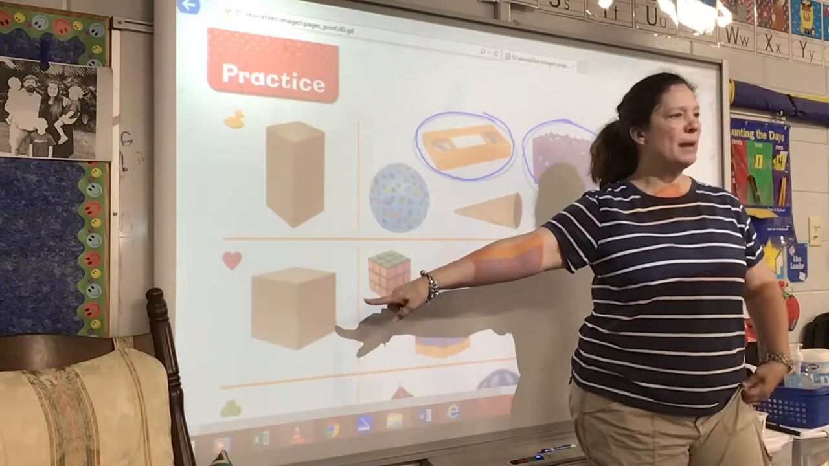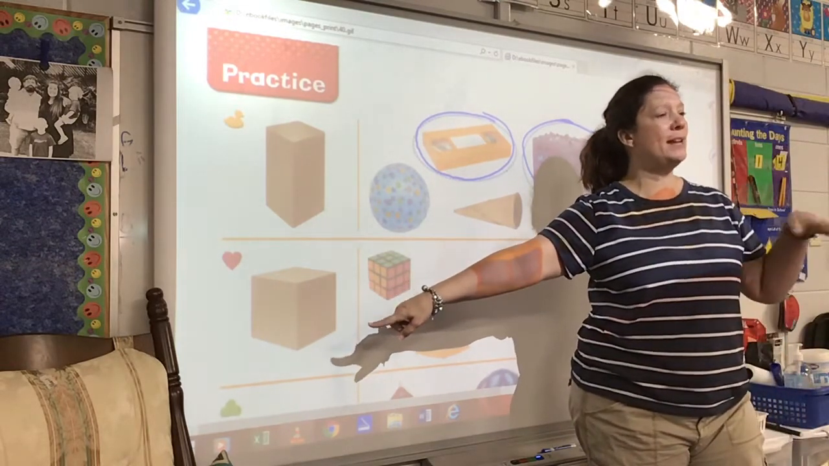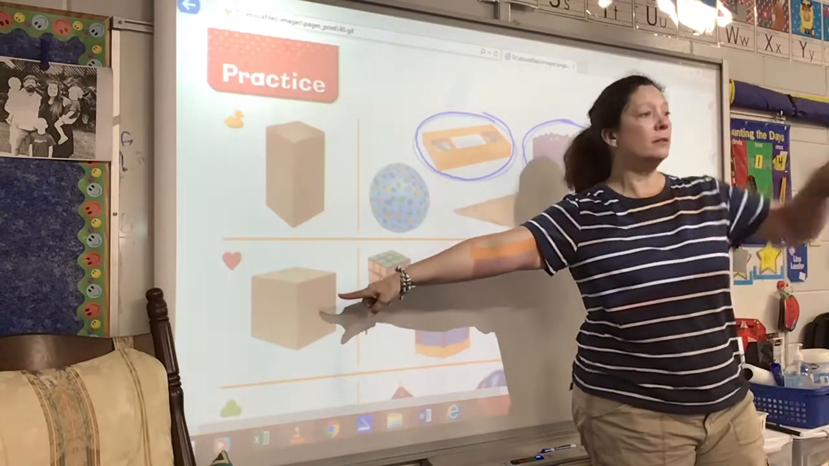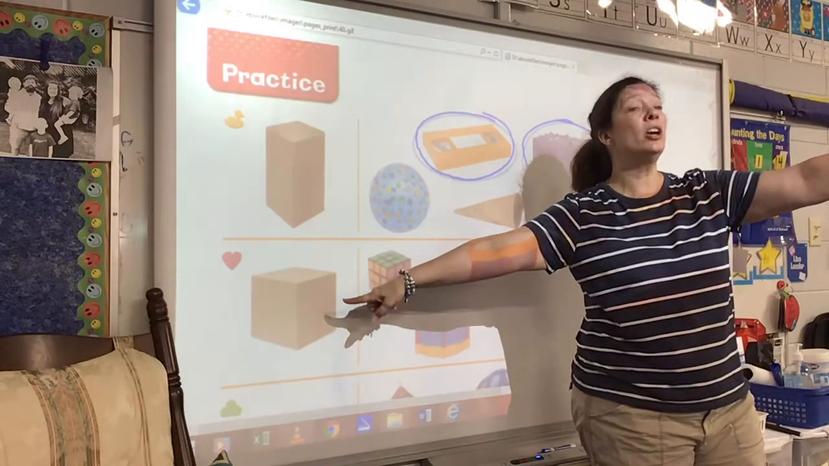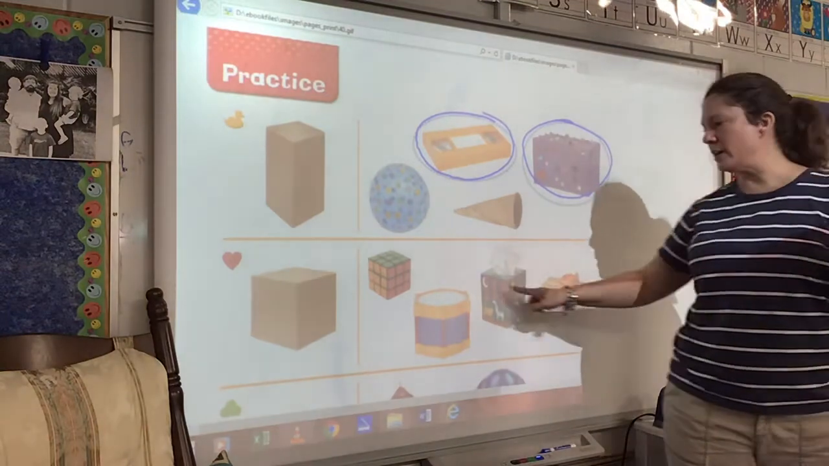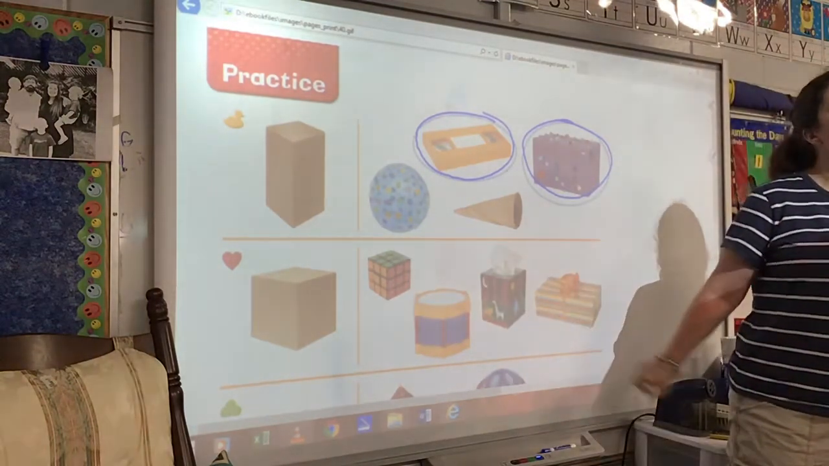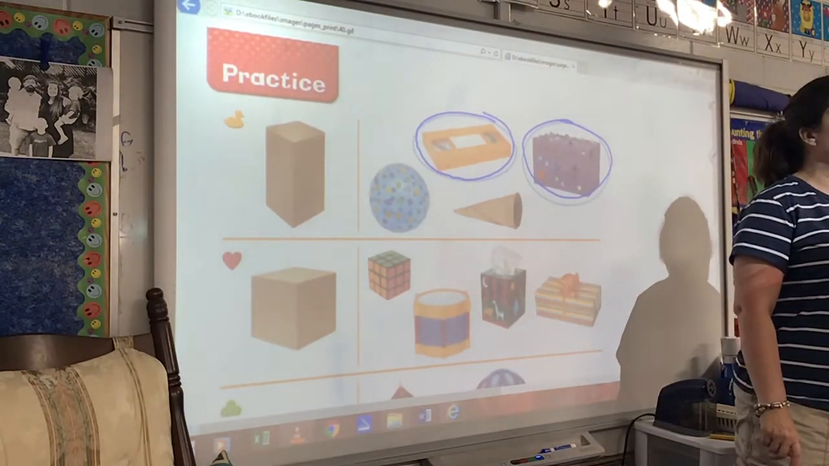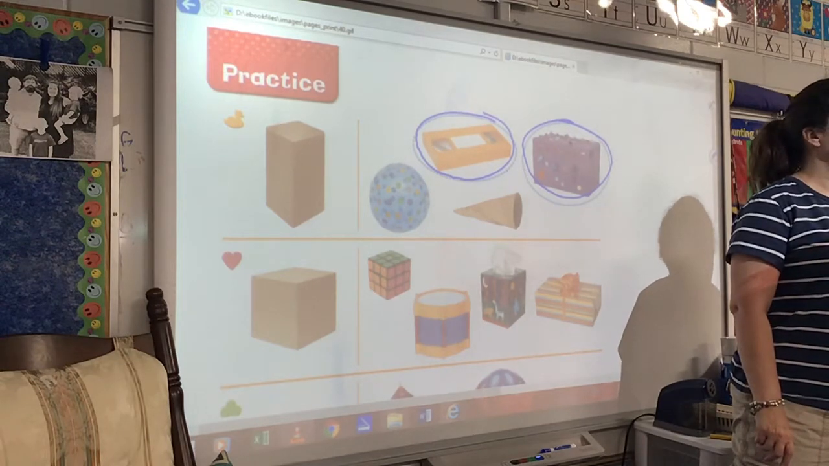What's that beginning shape on the row with the heart? Carolyn Grace. What's that shape right there? Cute. Carolyn Grace. What? It's a cube. So on this row right here, only the row with the heart, I want you to circle the cubes. Do that for me right now. Sit down, Sam.